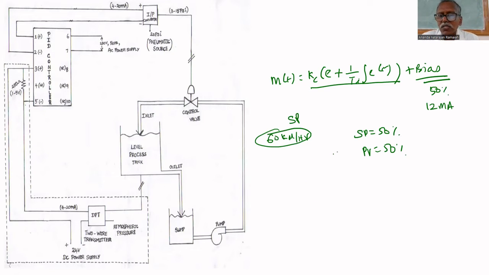Remember this. So I made bias equal to 50%, that is 12 milliamps. Valve how much opened? 50% open. The tank is filled to 50%. Am I correct or not? Because the valve is 50% open, the level is filled to 50%. Set point is 50%. Now what is the output of the controller in auto mode? I changed from manual mode to auto mode. Manually, I gave 50%. What is the auto mode output?